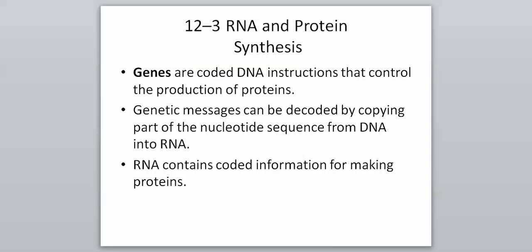Some background information to help us understand this better is genes. We've talked about genes as what control our traits, but they are also coded DNA instructions that control the production of proteins. So our genes control how proteins are made. Genetic messages can be decoded by copying part of the nucleotide sequence from DNA into RNA. That means that in order for us to make RNA, we need DNA. So DNA will help us make RNA in order to pass along some genetic information, and RNA will contain coded information for making proteins.